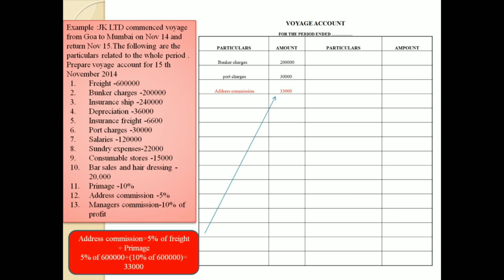So for address commission, you take the proportion of freight charges plus primage. Freight charges are directly given, and primage is a proportion of freight charges. That is why we calculate primage as 10% of 6 lakh. Then 5% of 6 lakh plus 10% of 6 lakh, that is 5% of 6.6 lakh, which is equal to 33,000. So this is the way you have to post the address commission value.